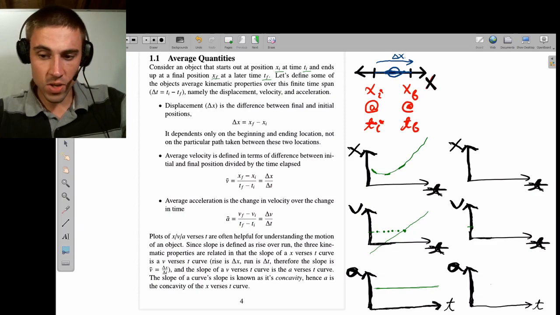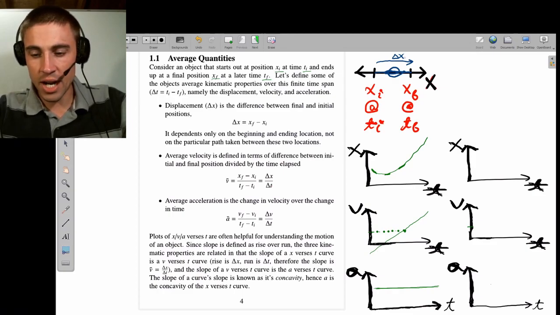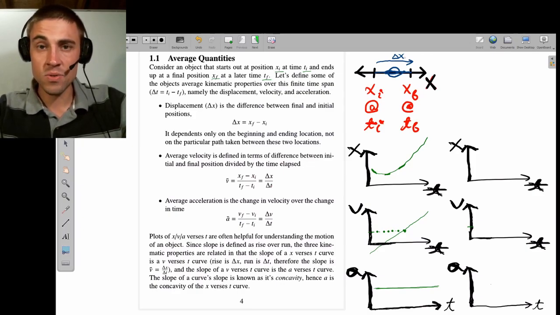The length of that arrow that I just drew, that graphical representation of a vector, has a meaningful length and direction to it, that we'll talk more about next week once we get into two-dimensional motion.